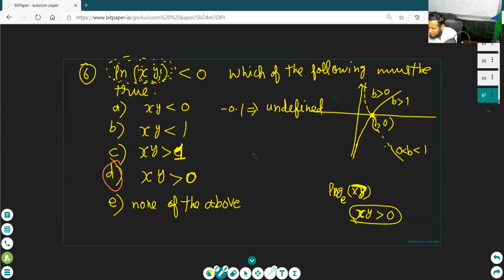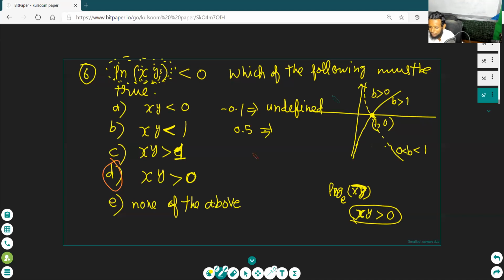Tell me. Put any value greater than 0 and less than 1. Put 0.5. Log natural 0.5. Can we put 0? No, since 1 is greater than 0. Less than 1 means put values less than 1, not only 0.